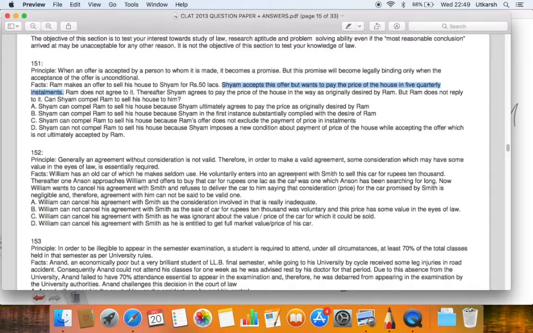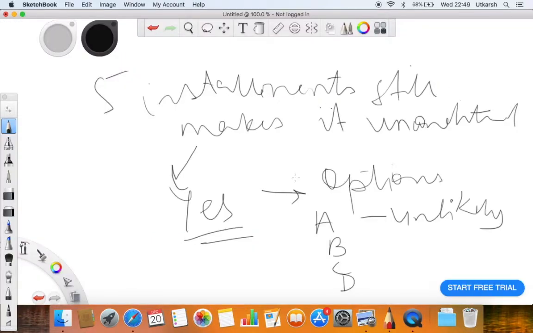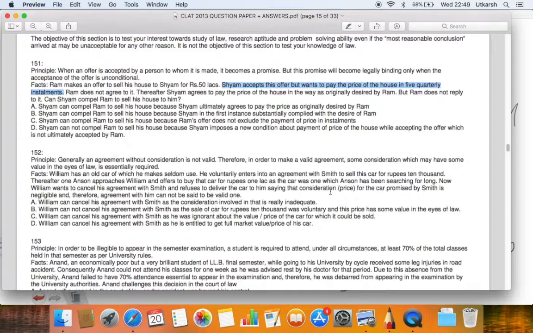Okay, so nowhere in the principle do we see the concept of substantially complying with the desire. No, I mean, this is going into the definition of what is conditional or unconditional acceptance, right? So if we choose this option, we are saying that if you substantially comply, it becomes unconditional acceptance. But this is not there in the principle, right? So it's best to leave this option as also unlikely, right? Let's say option C.